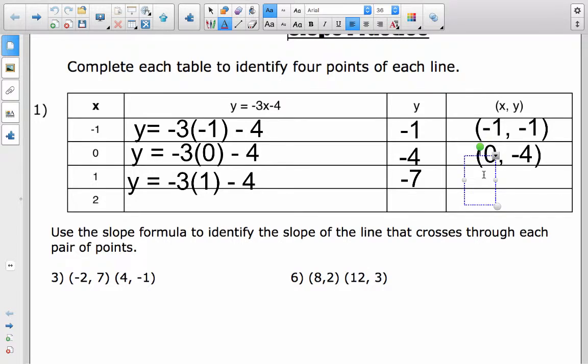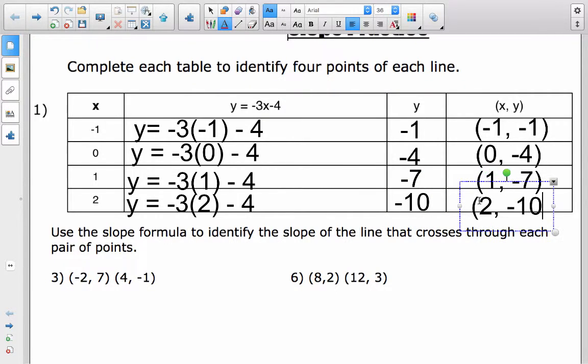So my third point is 1, negative 7. And then finally, my last point that I'm going to do for this line, x is a value of 2, so y equals negative 3 times 2 minus 4. Negative 3 times 2 is negative 6, minus 4 gets me negative 10. And then my ordered pair would be 2, negative 10. And you're going to go ahead in a couple minutes, you're going to do number 2 just like that, but you're going to use the new equation that's given to you in that table.